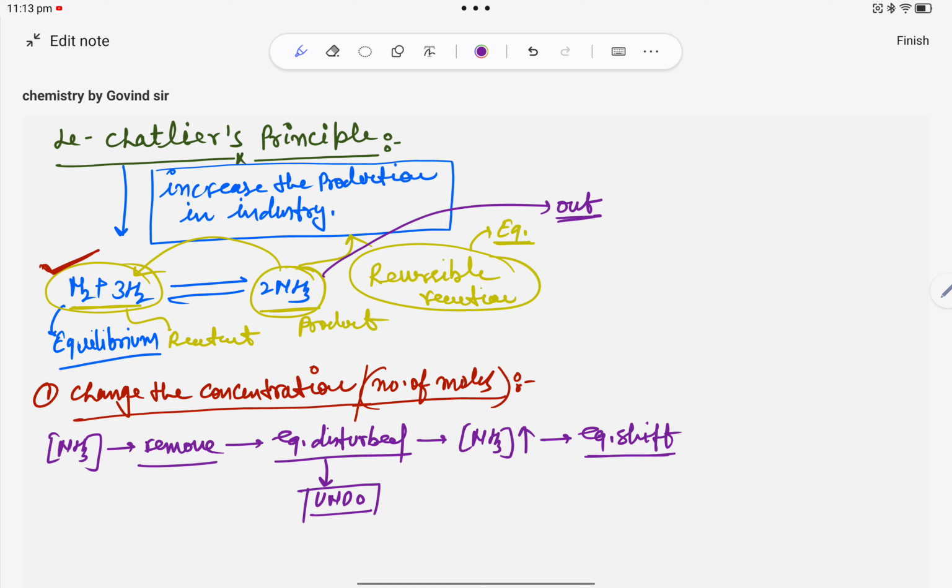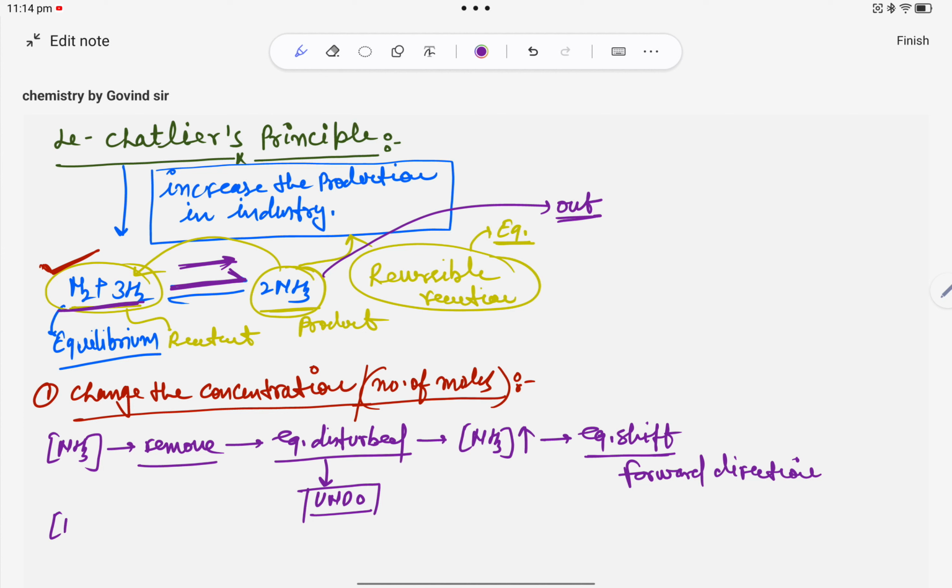How will the equilibrium increase the production of ammonia? More ammonia will be formed from N2 and H2. That means the forward reaction becomes faster and the concentration of ammonia increases. So the equilibrium shifts in which direction? Forward direction. Like that, you can produce more ammonia.